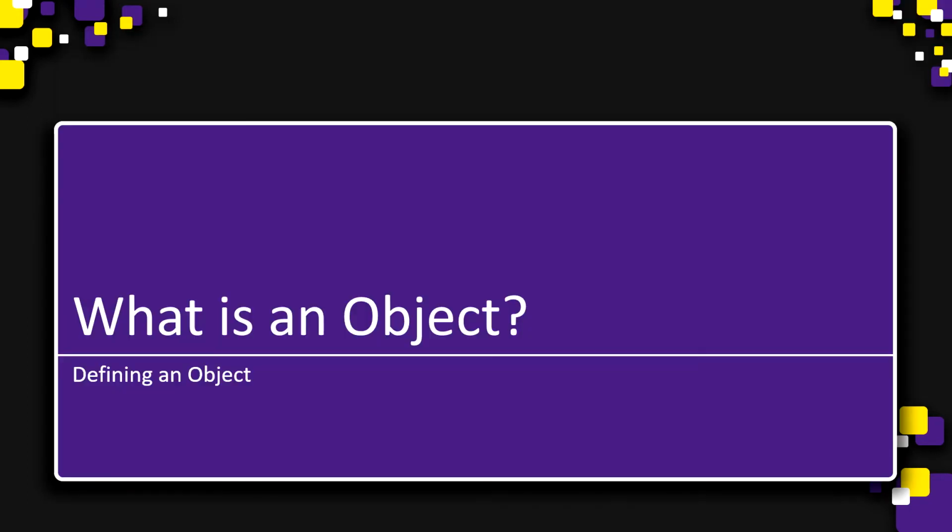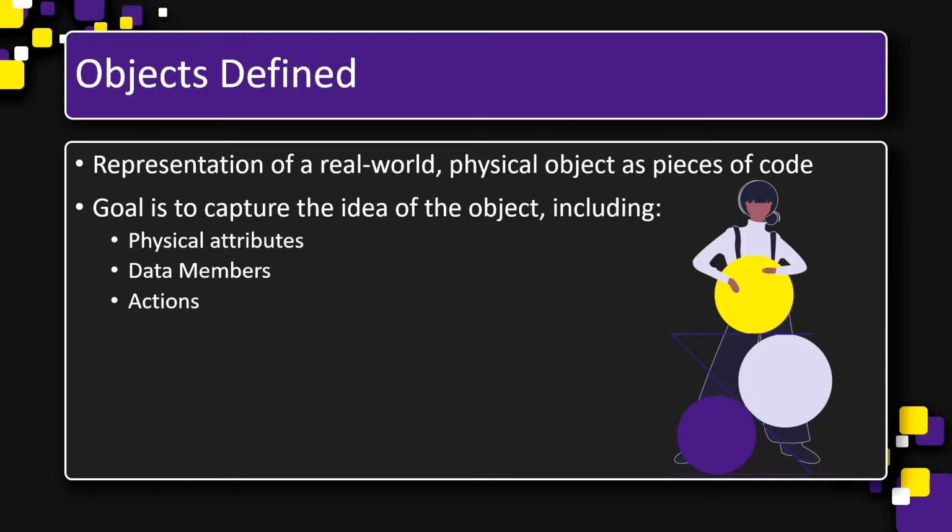So what exactly is an object anyway? We've talked a little bit about what object-oriented programming is. It's a methodology that we're going to use to make more reusable code, but we have to get around this idea of an object. Objects are representations of a real-world physical object as pieces of code. Our goal is to capture the idea of the object, including physical attributes, data members, and actions that that object might need to use in the real world.